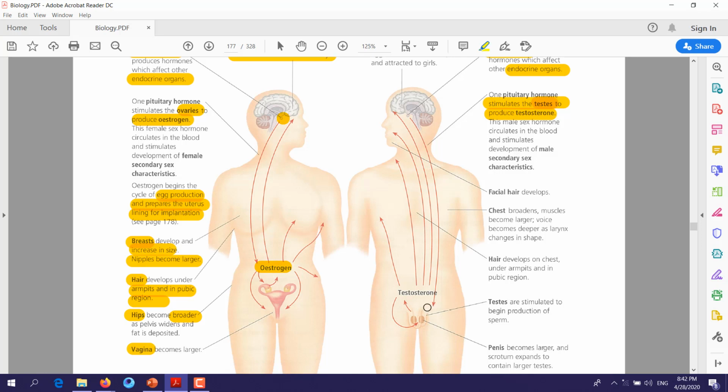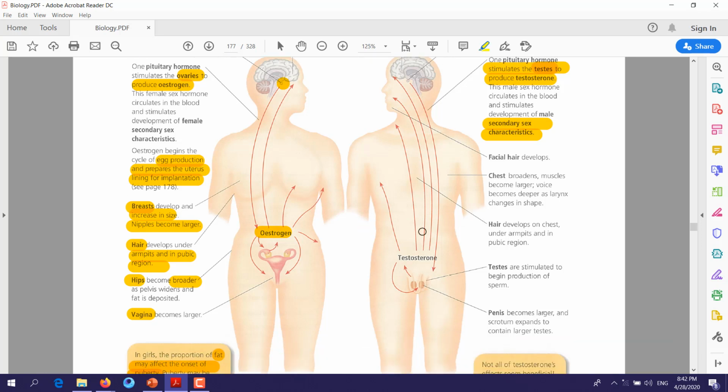Now, this testosterone will go through the blood circulatory system. It will go through the blood vessels. It will circulate the body, and then it will affect what? It will start affecting male secondary sex characteristics. How? What will happen? When it produces the testosterone, the testes will be able to produce sperm. This is the first change.